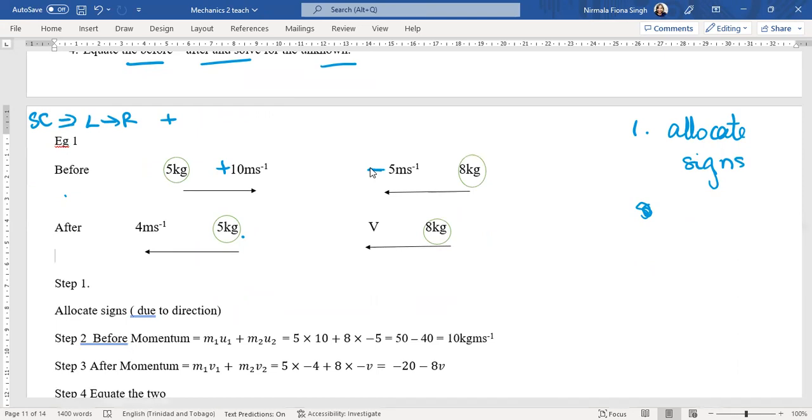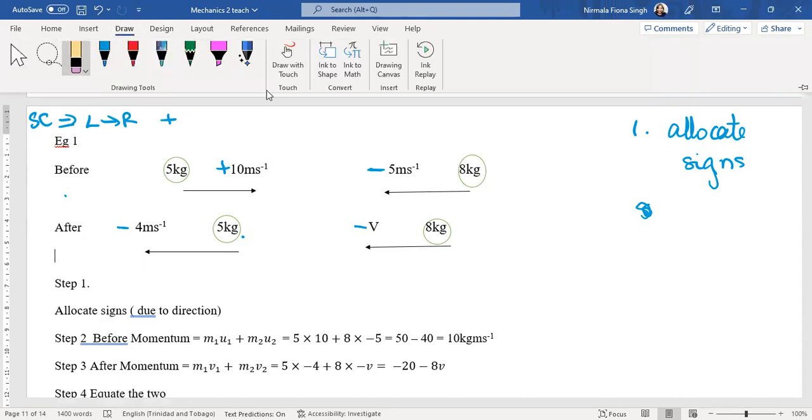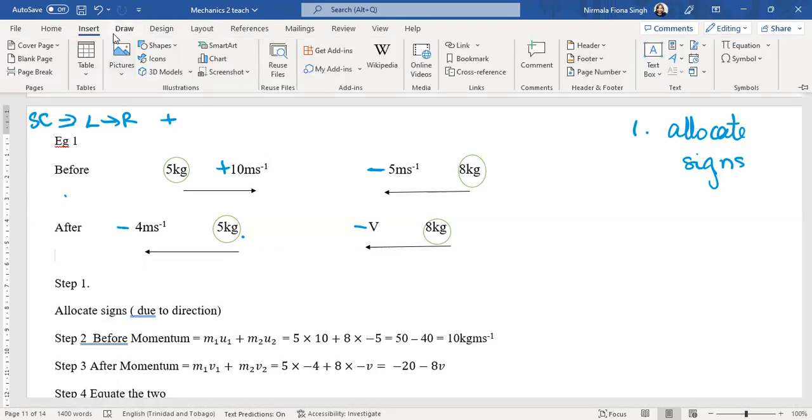Good. Right. So for the after, my 5 kilogram object is now traveling to the left at 4 meters per second. Is this a positive 4 or negative 4? Negative 4, very good. And this one, the 8 kilogram object is still traveling in the same direction it did before. So is this positive V or negative V? Negative V. Right, so we did our sign convention. That's our first thing. Very first step in these questions is to work out your signs. Now, what is our second step?